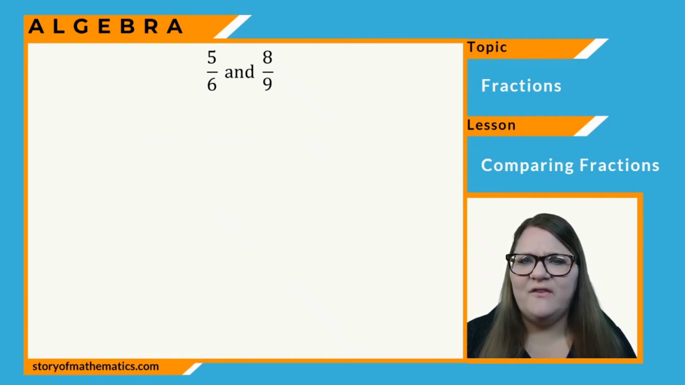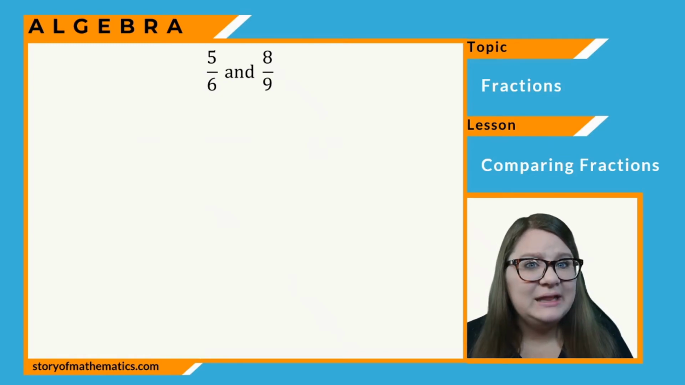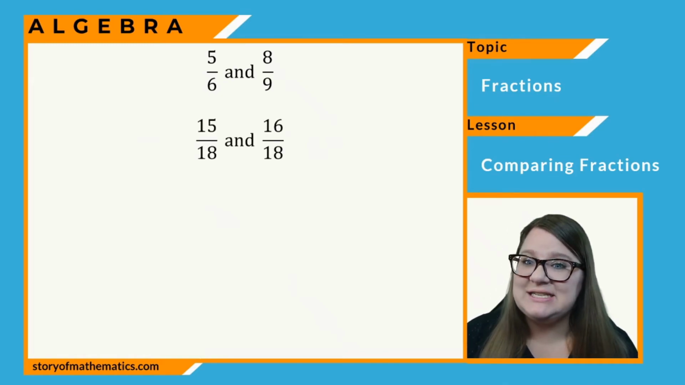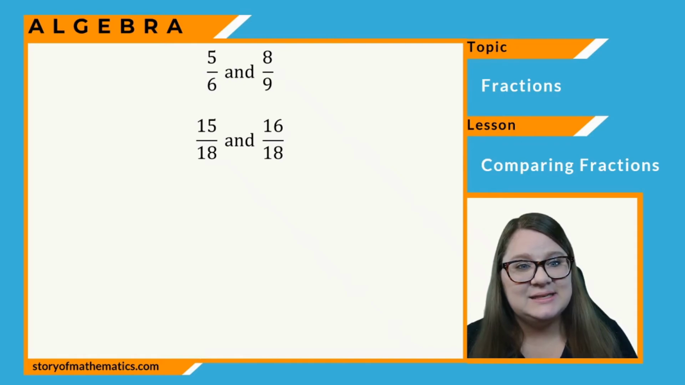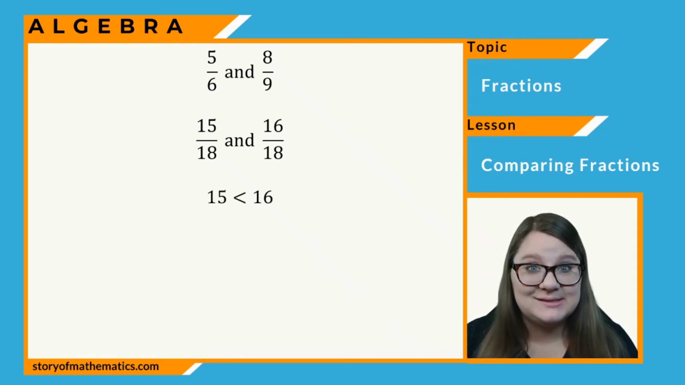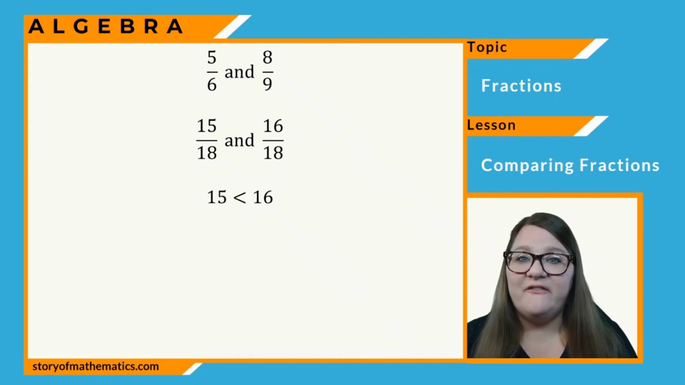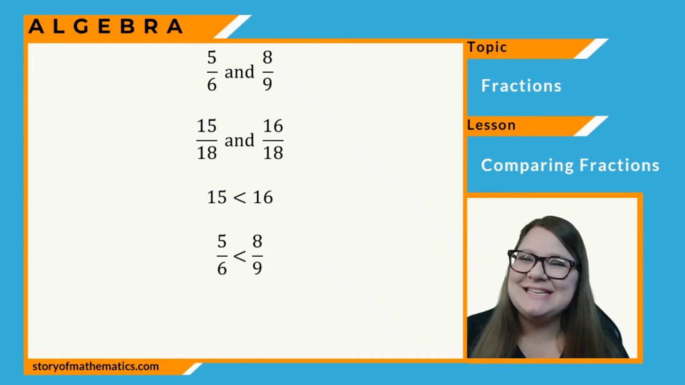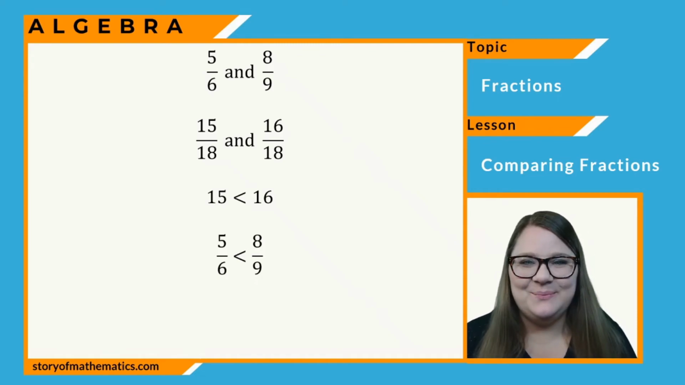So now when I'm asking about 5/6 and 8/9, I'm really asking about 15/18 and 16/18. Now I can see that 15 is less than 16, and that means that really my first fraction is less than my second fraction. So I can write 5/6 is less than 8/9.